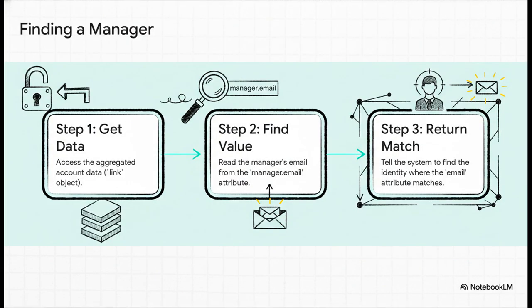So how does this detective work exactly? Well, it's actually pretty straightforward. First, the rule looks at the incoming account data. Then, it pulls out a specific clue, like the manager's email address. And finally, it tells SailPoint, hey, go find the one person whose email matches this value. Simple, elegant, and super effective.